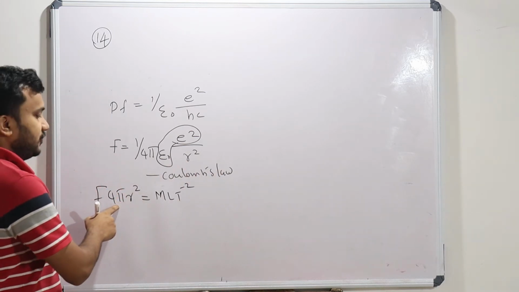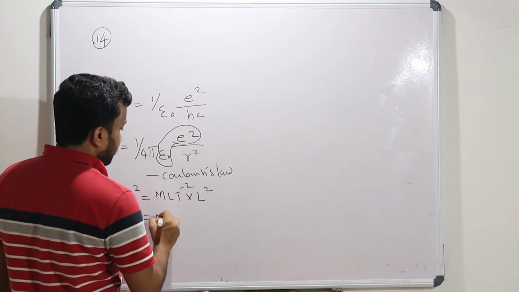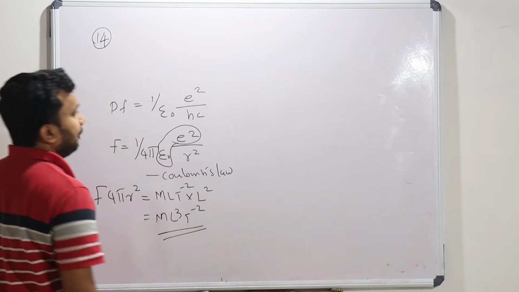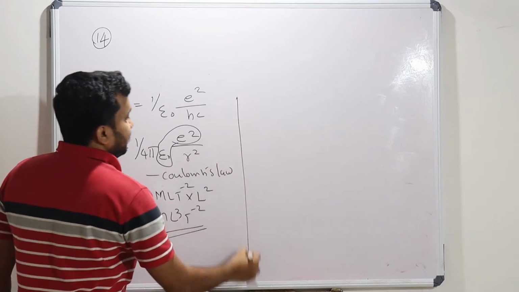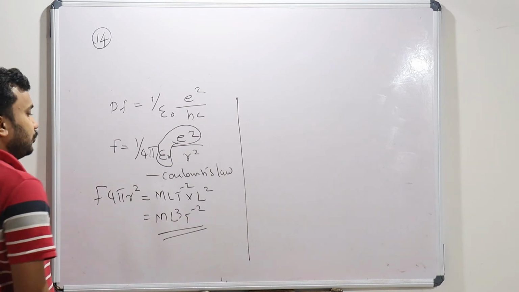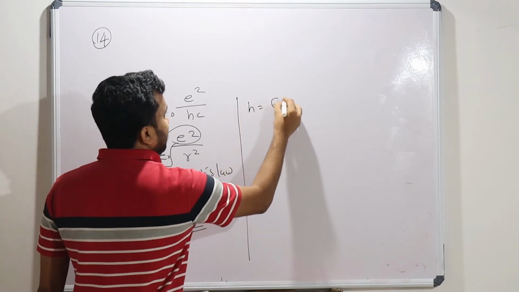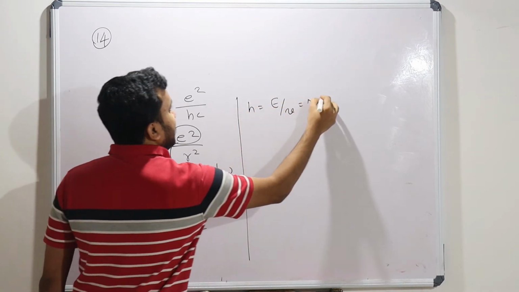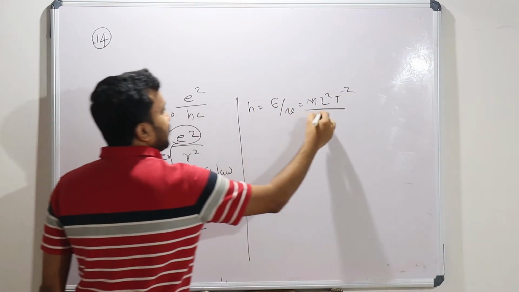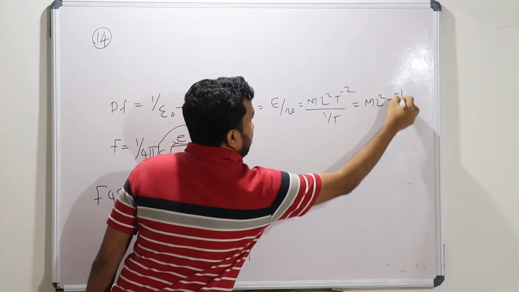4 pi is a constant, no dimension formula. This becomes L square, so it becomes ML cube T power minus 2 as the dimension formula. Okay, h, the dimension formula I already told. E is equal to h nu, so we'll find h once again. Energy divided by nu: energy is ML square T power minus 2, nu is 1 by time period, so 1 by T will come. So it becomes ML square T power minus 1.